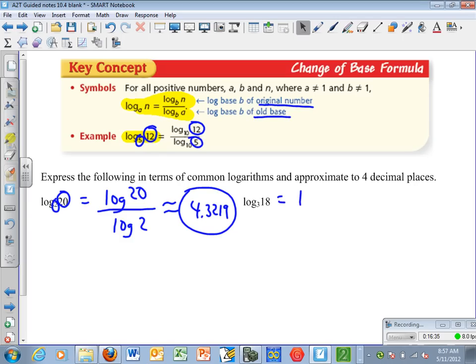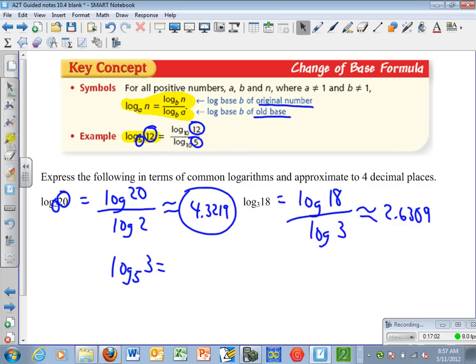This one would be the log of 18 divided by the log of the base, which is 3. I'm not going to pull this one up on my calculator, but it would be 2.6309. Now, just to add one example, if you want to write this down, if I said, what's the log of 3 in base 5, that would be the log of 3 divided by the log of 5, and then you could do it on your calculator. So the log of the base always has to go on the bottom.